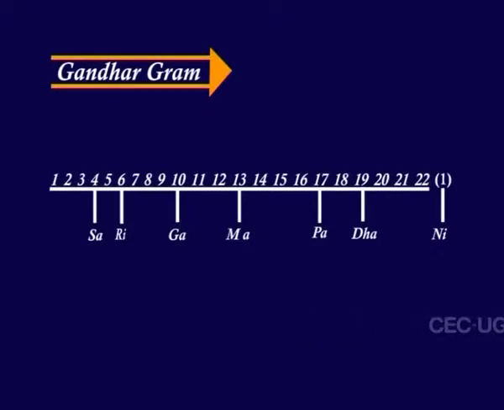So the Shruti Swar placement of Gandhar Gram can be shown in a table. You can see this. Sa was placed on the 4th Shruti, Re on the 6th, Ga on the 10th Shruti, Ma on the 13th, Pa on the 17th, Dha on the 19th, and Ni was placed on the 1st Shruti.